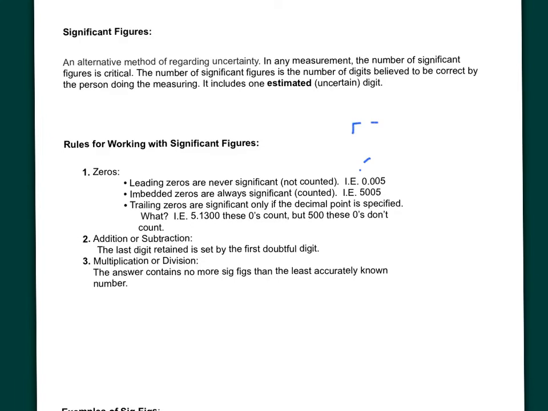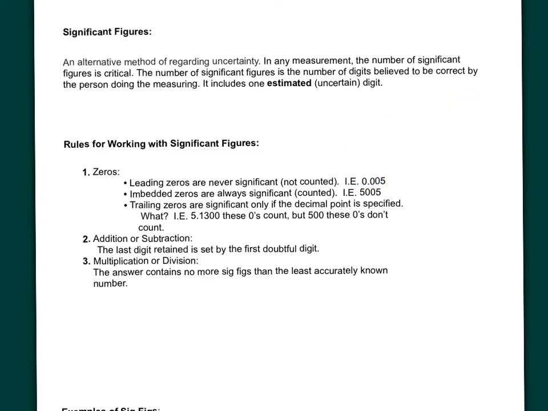So that number could be written as 5 times 10 to the minus 1, 2, 3. So there, the zeros aren't really there. They're really just holding a place. So leading zeros, those zeros over here, never count.